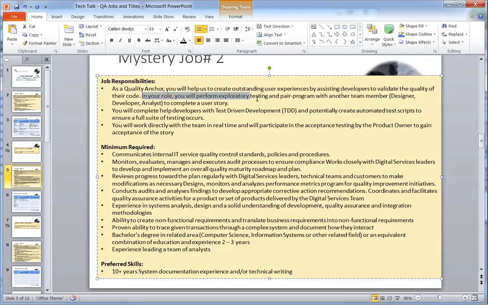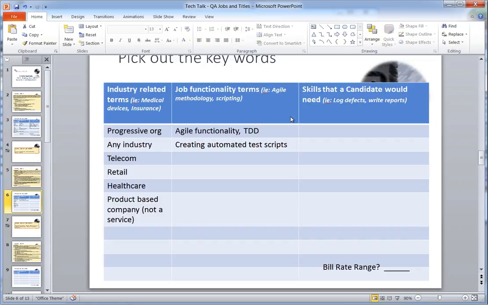How about this one right here? Okay, this is a key term: exploratory testing. That's not automated testing. Exploratory testing is actually picking up a device or a product and going through different scenarios that you can think of that aren't necessarily followed in a test plan.